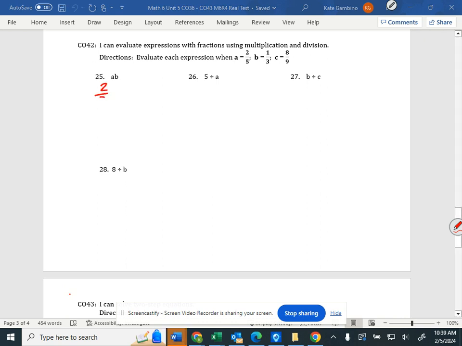So I have 2/5 times 1/3. 2 times 1 is 2. 5 times 3 is 15. And I have 2/15 for my answer. I cannot simplify that one.